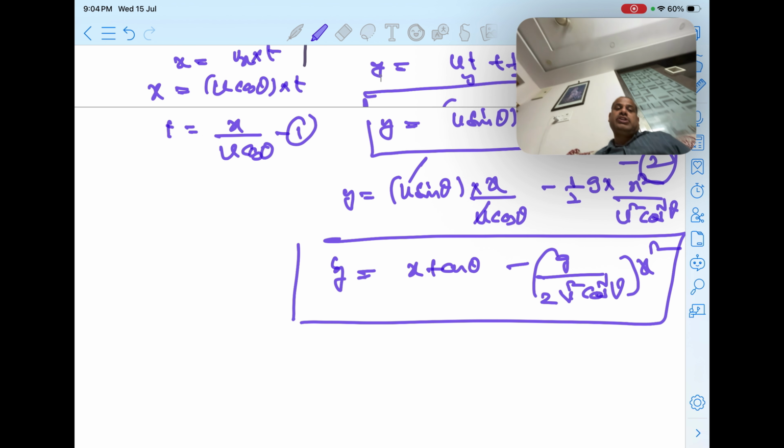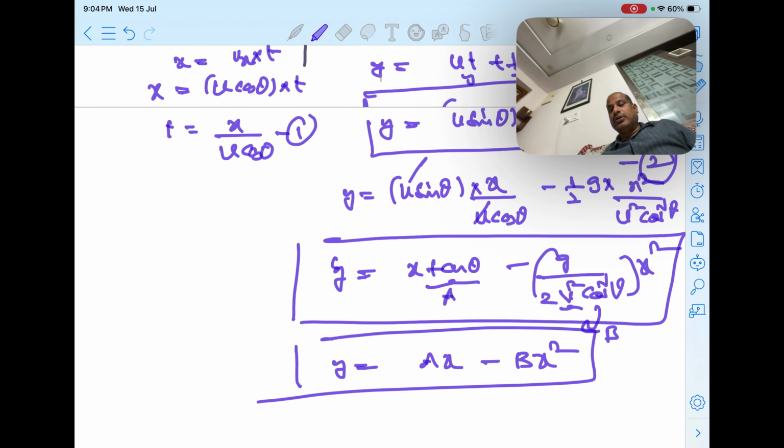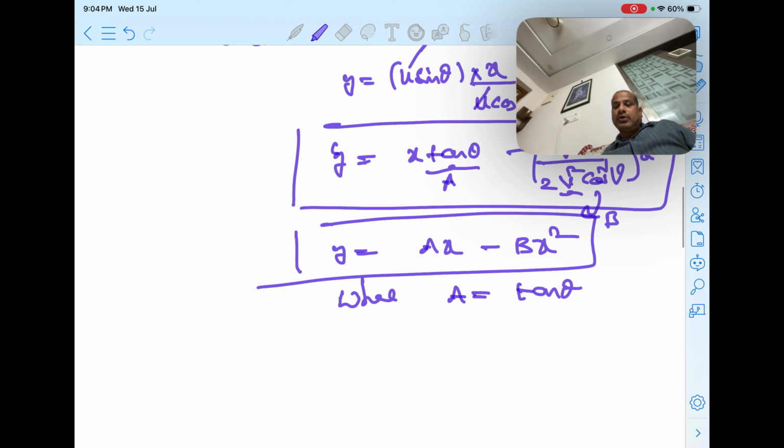So substitute the value of t and we got this. Here if you see, for a given velocity of projection and for a given angle of projection, theta is constant, u is constant. So if I take this tan theta as A and this term as B, I can write this as y equals Ax minus Bx square, where A will be tan theta, and B will be g by 2u square cos square theta.